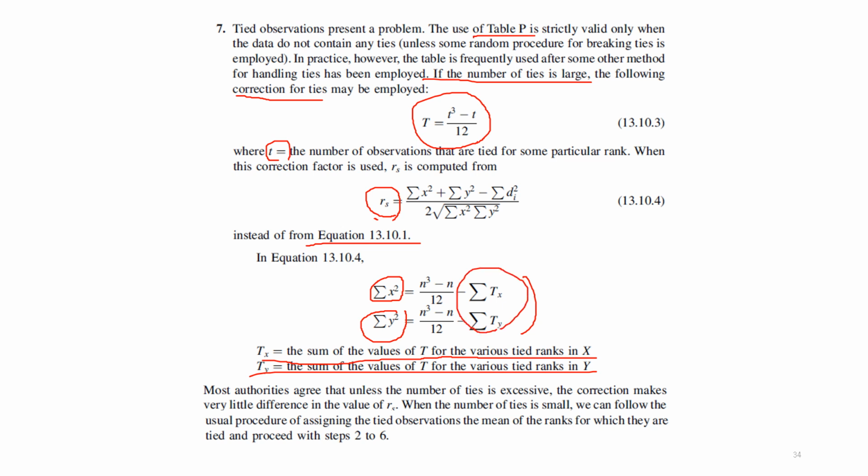Most authorities agree that unless the number of ties is excessive, the correction makes very little difference in the value of RS. If there are too many ties, then the data doesn't show anything, so it is not good data and we should not use it; we can measure again. When the number of ties is small, we can follow the usual procedure of assigning tied observations the mean of the ranks, and proceed with the steps.